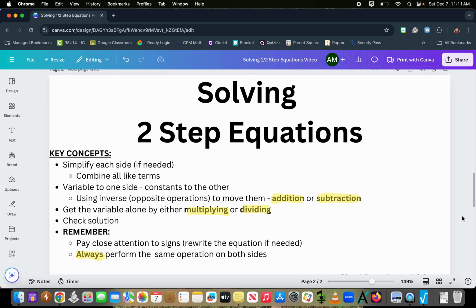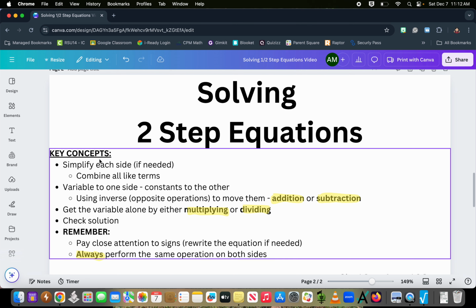Okay, in the previous video, we saw how to solve one-step equations. This one, we're going to look at what we need to do to solve two-step equations. So, key concepts in solving two-step equations.